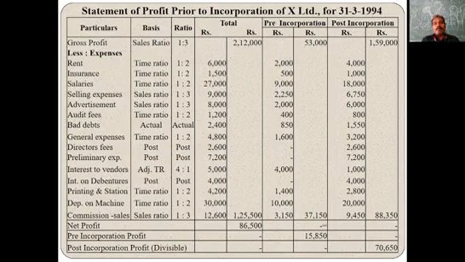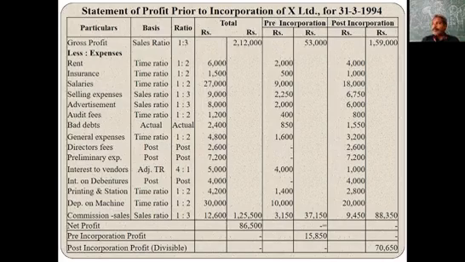For the total column, the total expenses is 1,25,500. It should be deducted from 2,12,000. We will get 86,500. That profit is called net profit. Then for the pre-incorporation period, the total expenses is 37,150. It should be deducted from 53,000. We will get the remaining value 15,850. That profit is called profit prior to incorporation, or pre-incorporation profit.